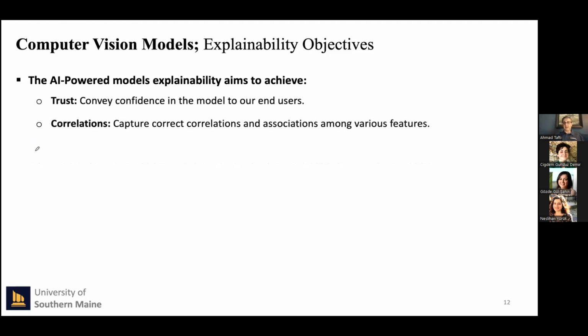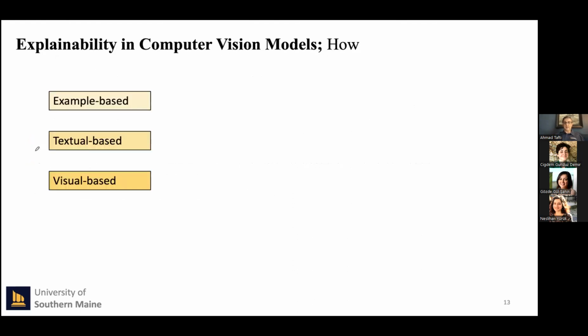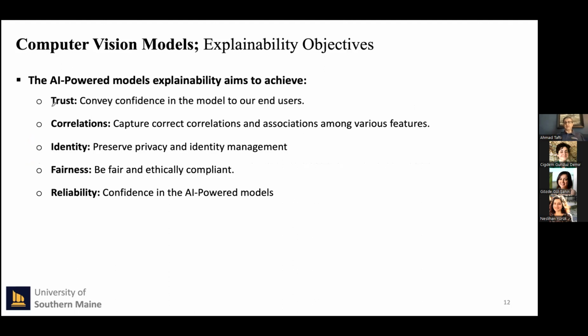And also correlation. The other ones are identity, fairness, and reliability. In terms of trust, we need to convey confidence in the model to our end users. End users could be practitioners, surgeons, our patients, right? And also healthcare providers, like the different hospitals in our community. We also need to capture the correct correlation, the correct association between various features we have within medical images and target classes, for example.